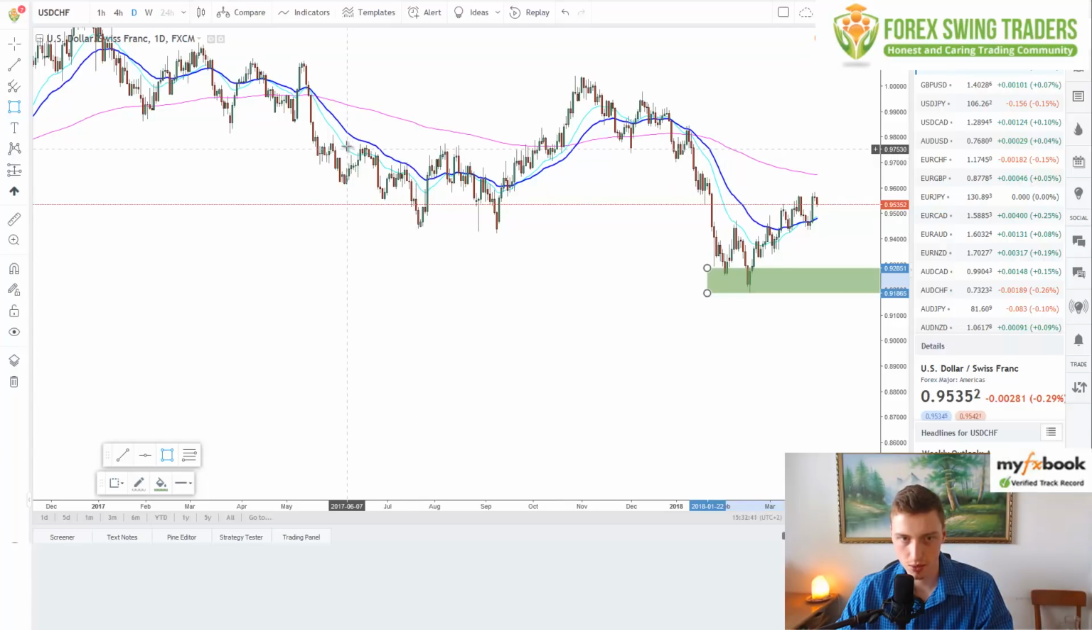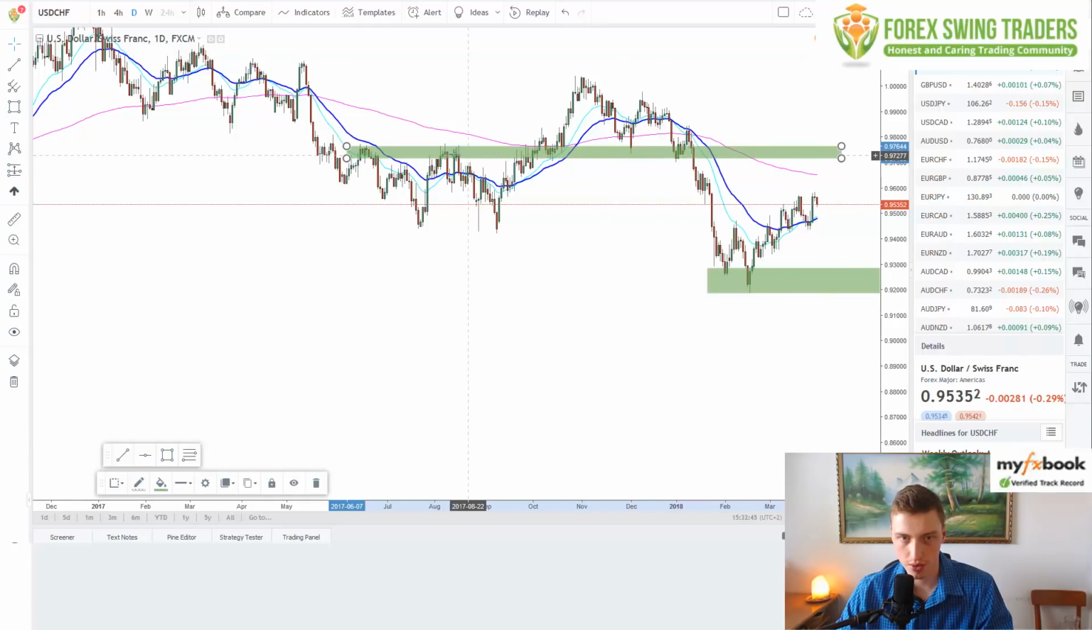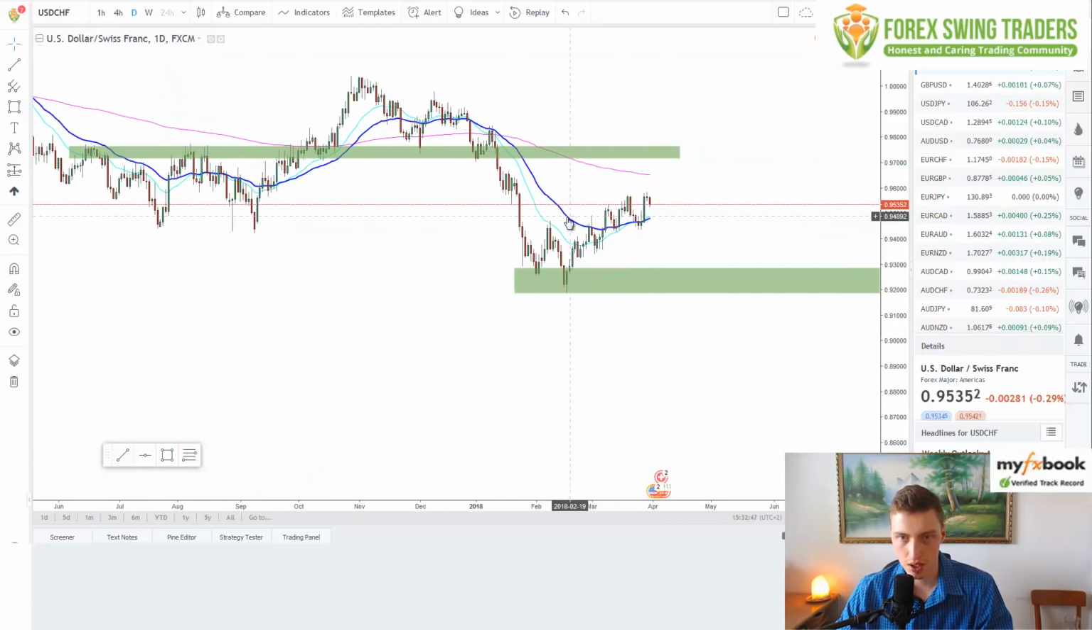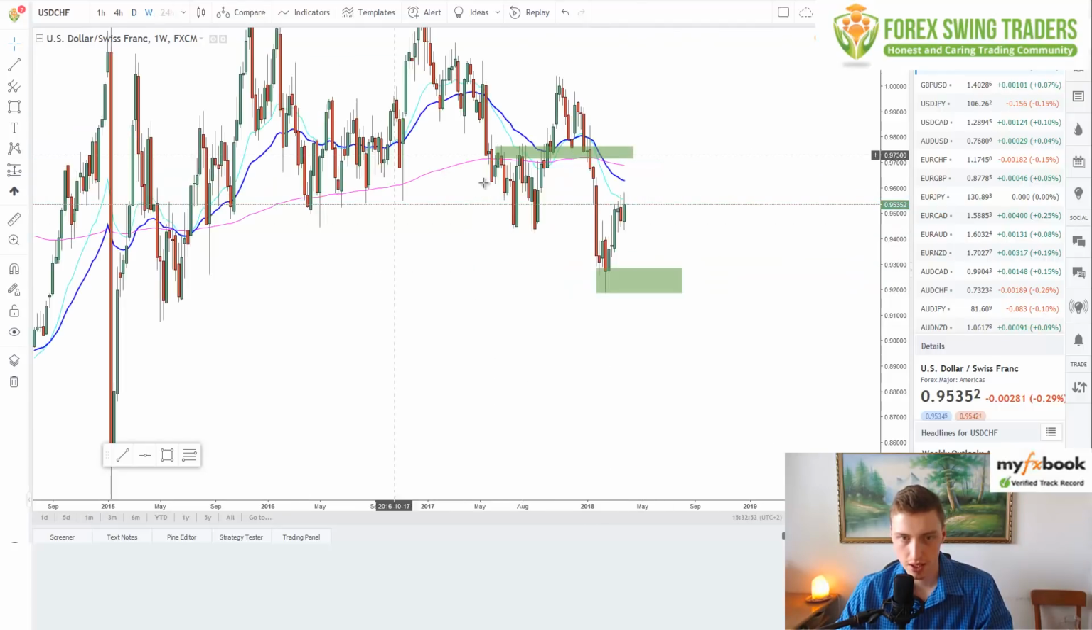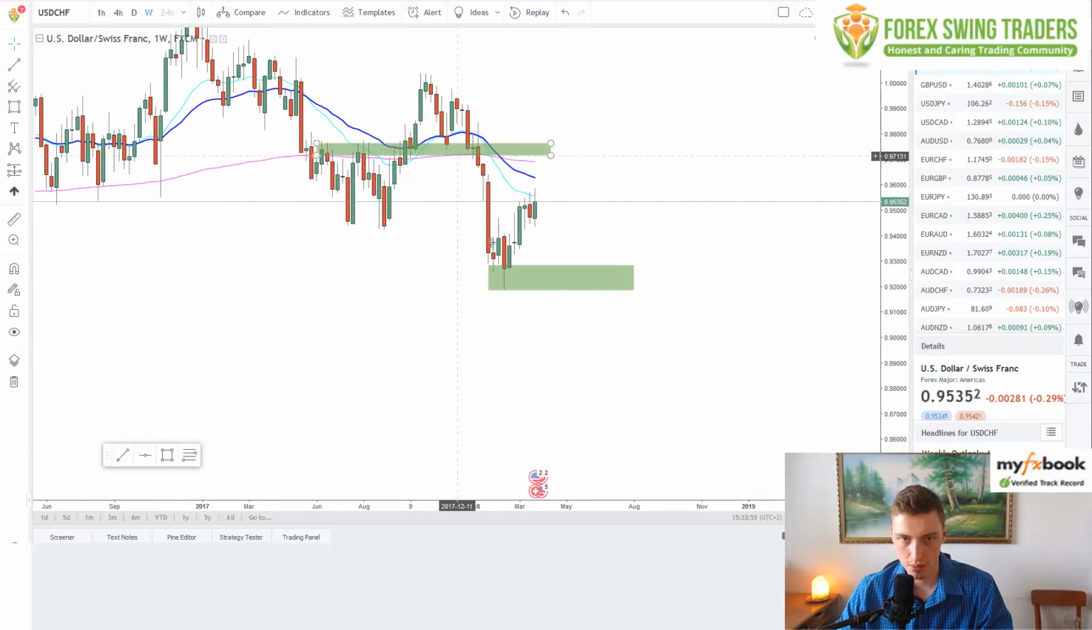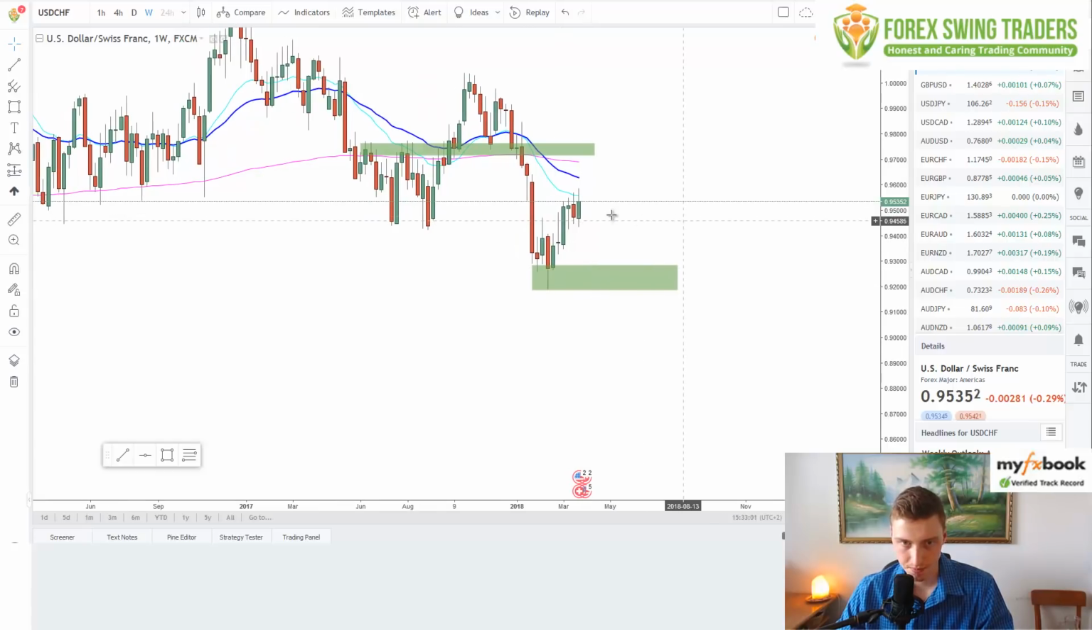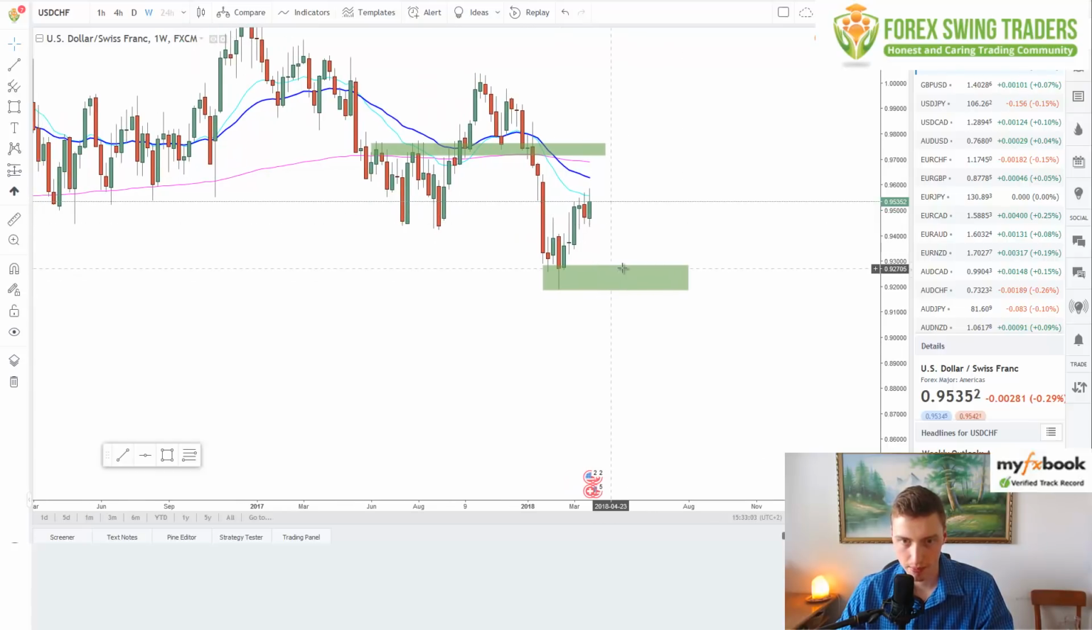This is not the most obvious one, but the zone is right here, here and here. We're interested in selling right here and buying down there. Of course, have in mind that this is a bearish trend, lower low, lower high. So buying right here would be against the trend.